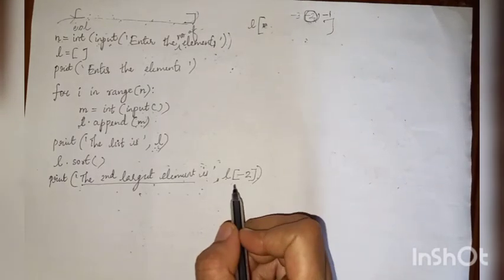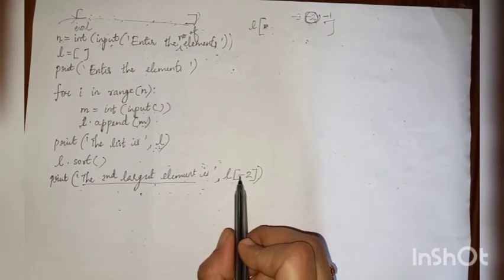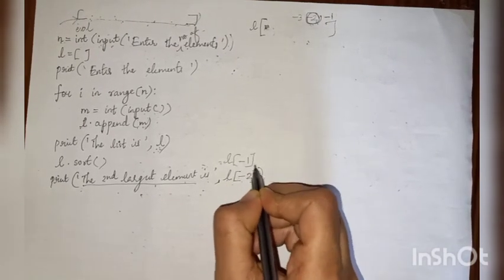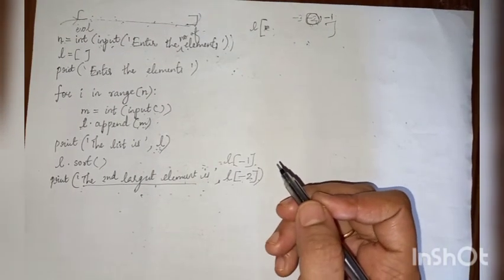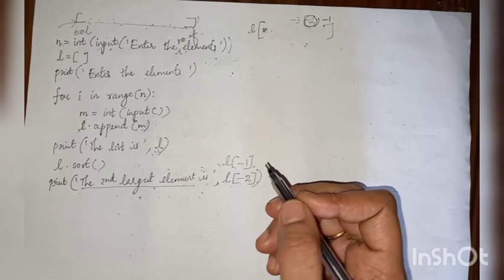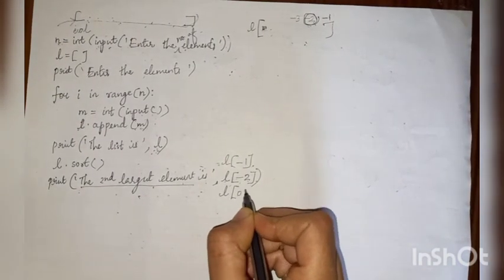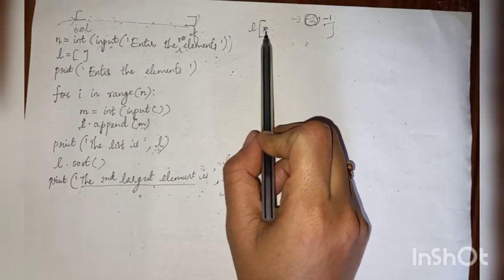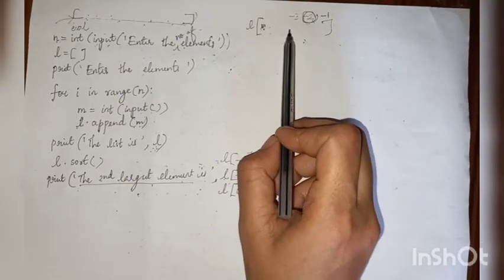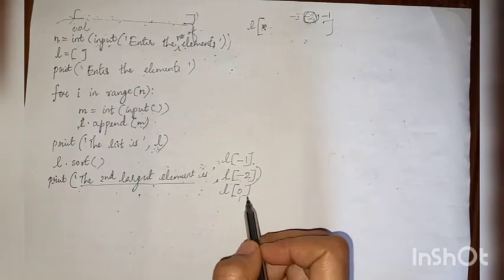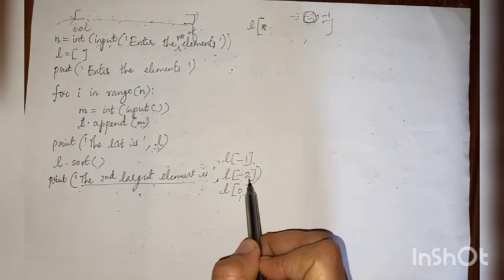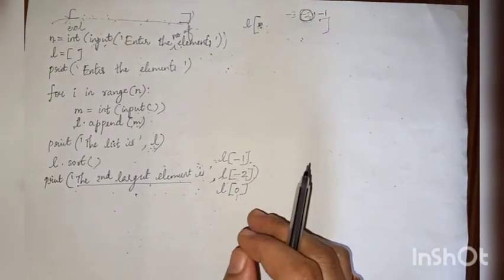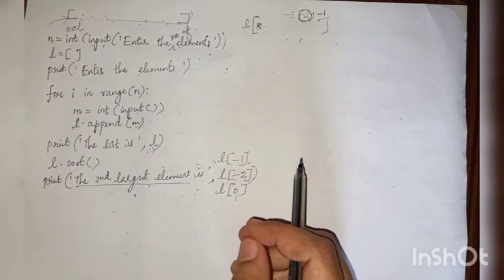If we want to find out the largest element, instead of -2 you can write -1, L of -1. Or if you want to find out the smallest element, you can write index 0. So at the first position, that is at index 0, the smallest element will be there. Then the second smallest, largest -1, second largest -2. So this way you can find out the largest, smallest and second largest element.